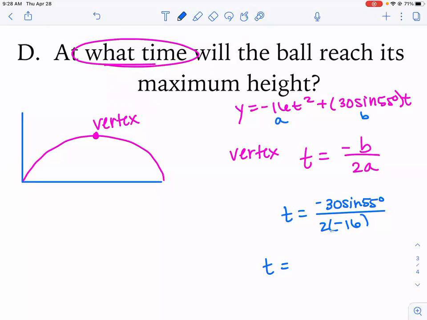Okay, what's our time? 0.768. Is that what you're getting? If you're gonna divide by 2 times -16, you better be dividing by the quantity 2 times -16, or actually use your fraction button so your order of operations doesn't get messed up.